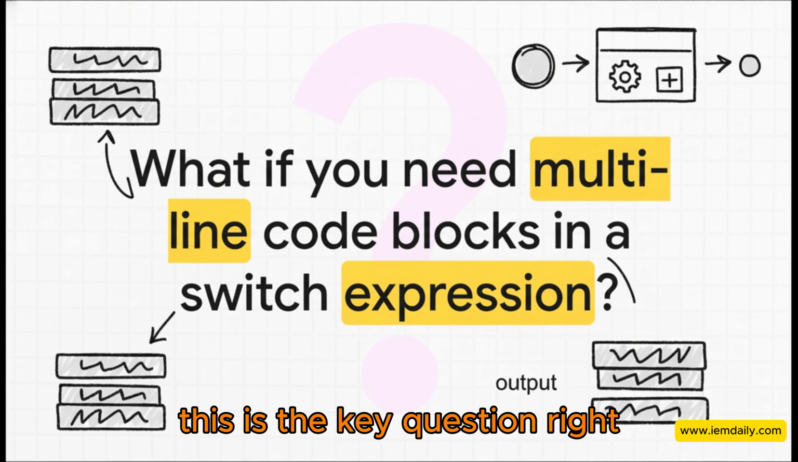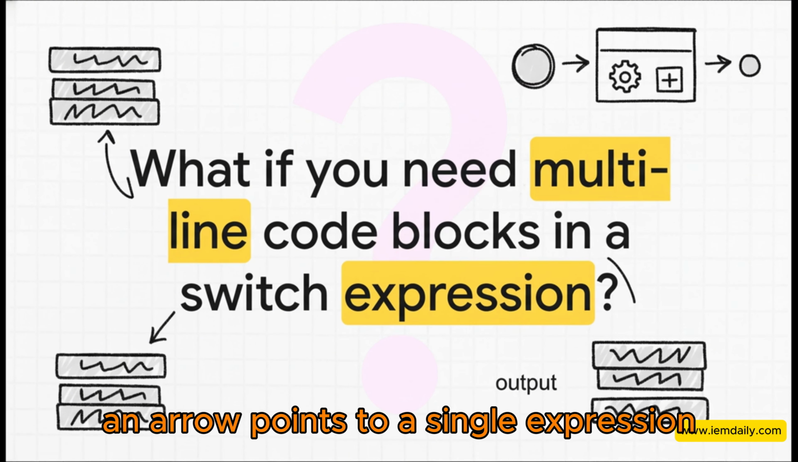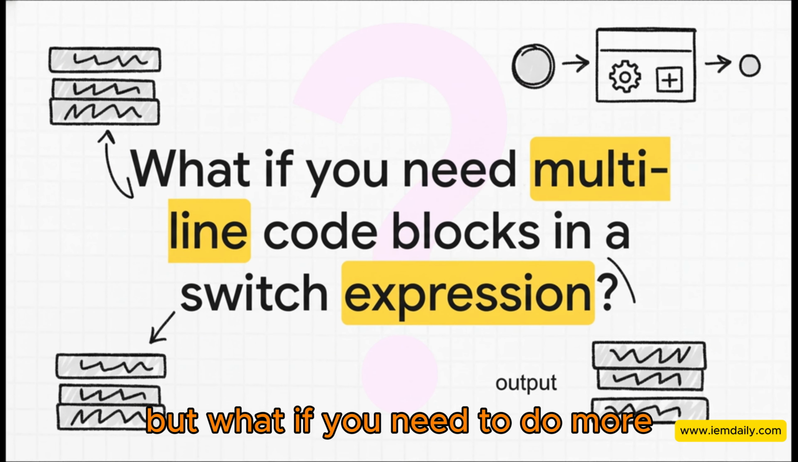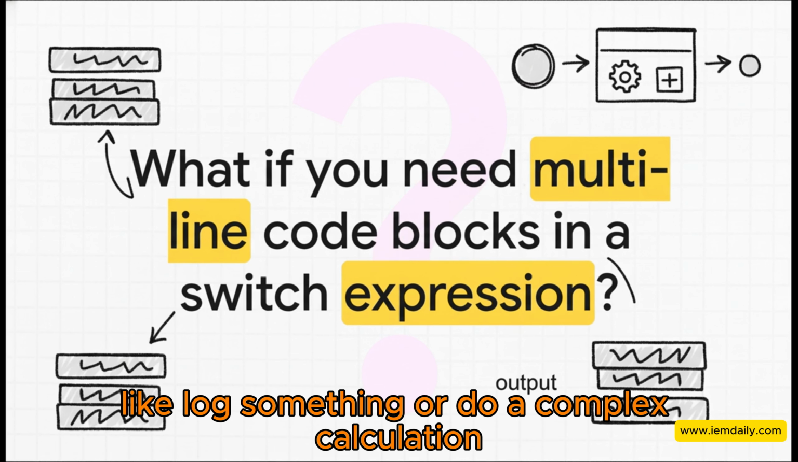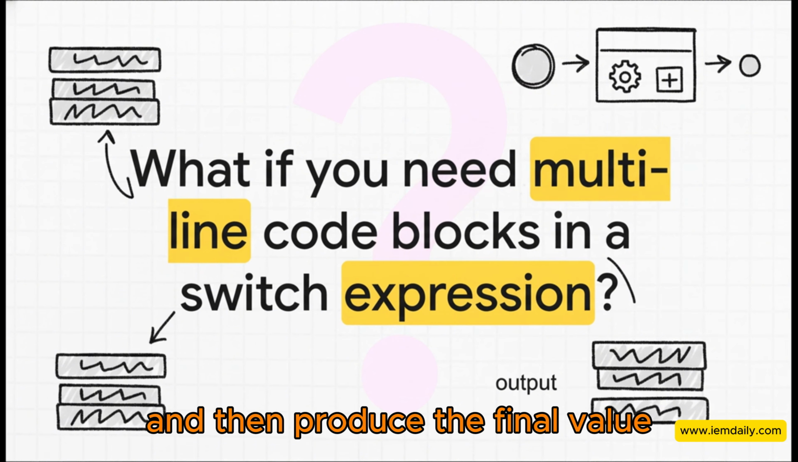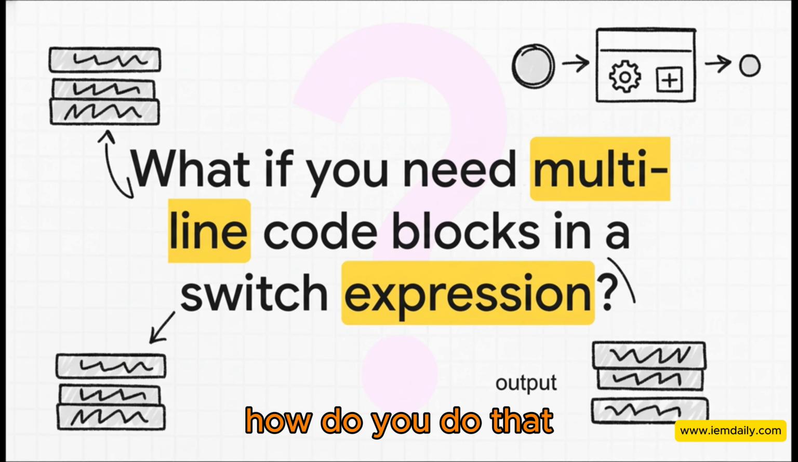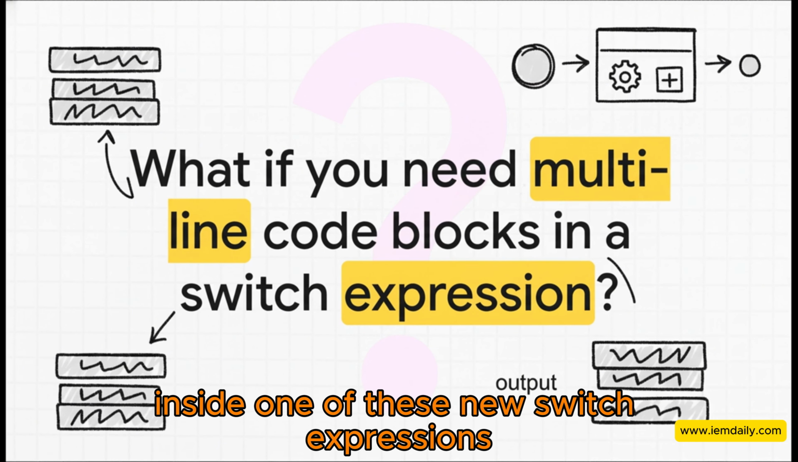This is the key question, right? An arrow points to a single expression. But what if you need to do more, like log something or do a complex calculation and then produce the final value? How do you do that inside one of these new switch expressions?